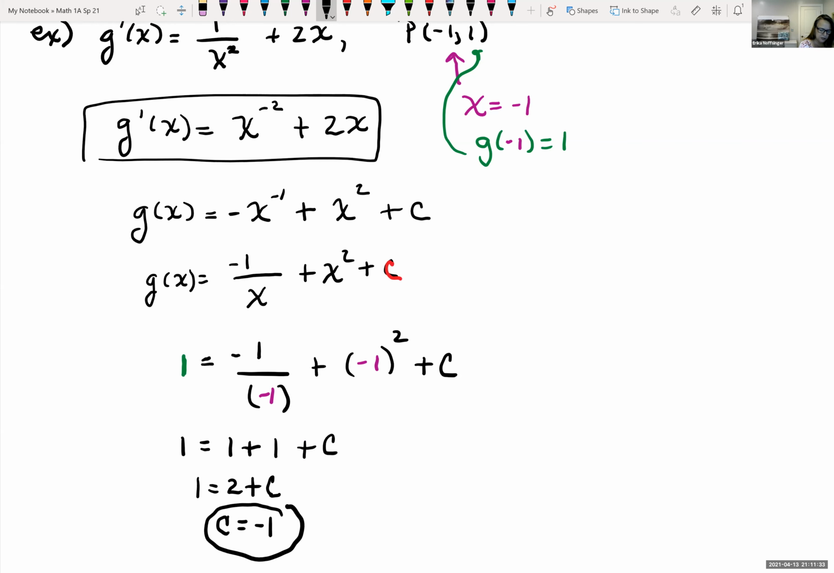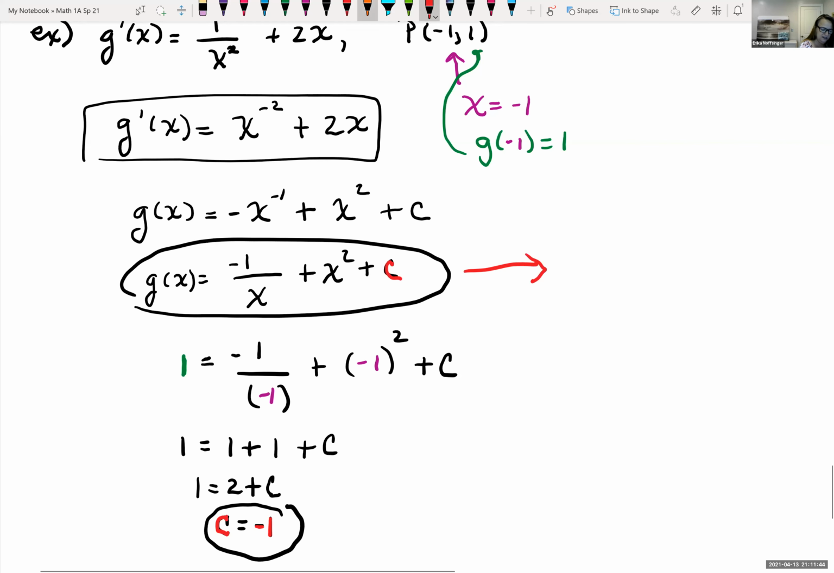So for the original function that would have that point, we have to plug in negative 1 for our c value. So that original function g of x would be negative 1 all over x plus x squared minus 1.